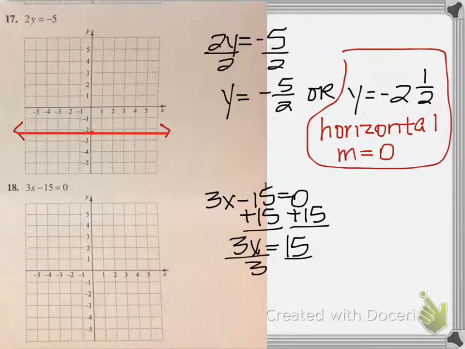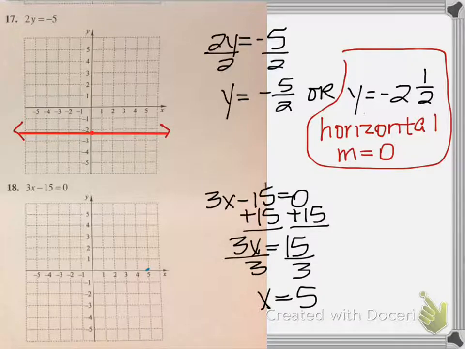Divide by 3, and I get x equals 5. So now what this means is I'm going to have an x-intercept, which means it has to cross the x-axis at 5. My x-axis is my horizontal, and 5 is right there.